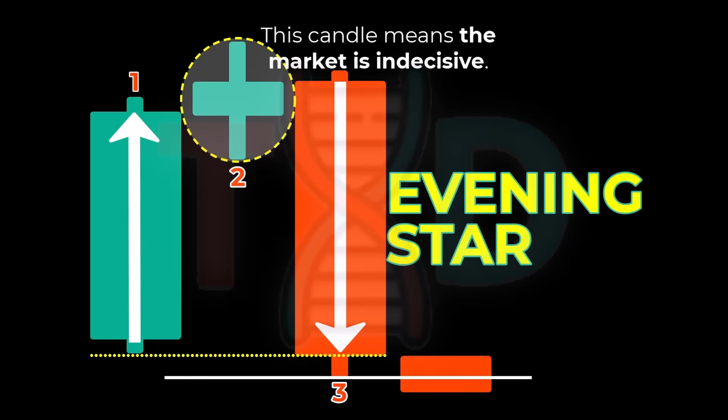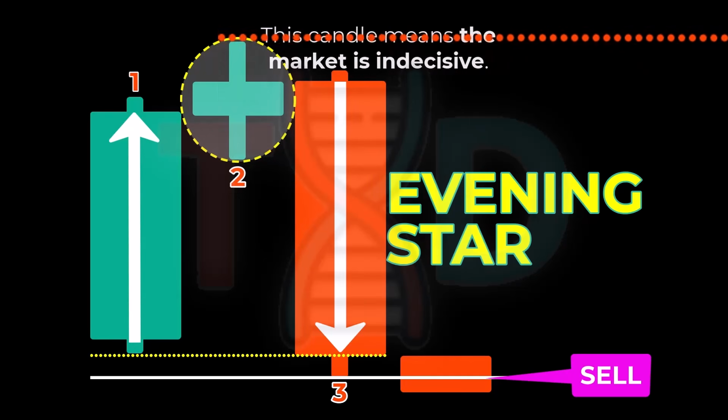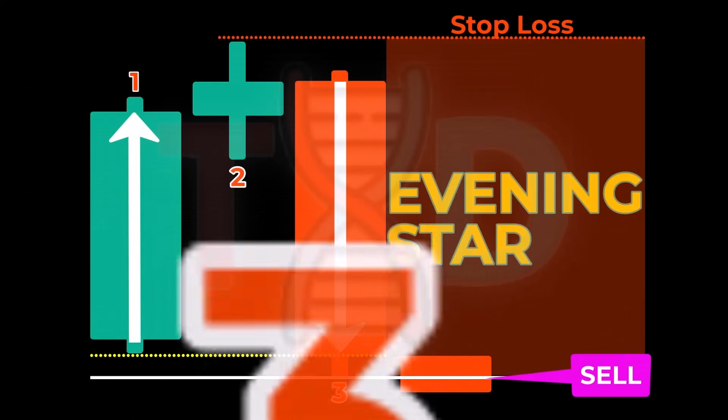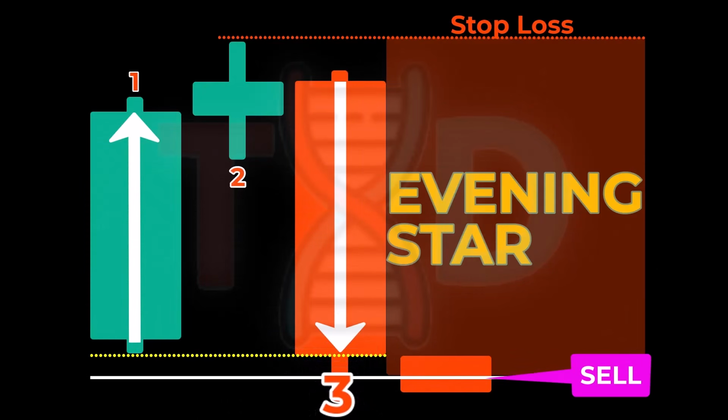Simple. If you spot this pattern, you can place a sell order just below the low of that big red candle. And to protect yourself, because we're not gambling here, you place your stop loss just above the doji candle. That way, if things go the wrong way, your risk is managed. Smart, right? So to recap, green candle buyers in control, doji a standoff, red candle, sellers take the throne. That's the evening star.